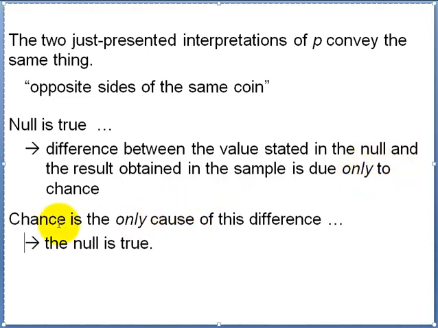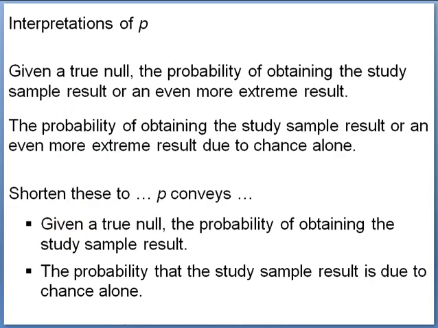Now, the other side of the coin: if chance alone is the only cause of the difference between the study result and the condition stated in the null, it follows that the null is indeed true. So, P conveys, given a true null, the probability of obtaining the study sample result, and equivalently it conveys the probability that the study sample result is due to chance alone. These interpretations mean one and the same thing.